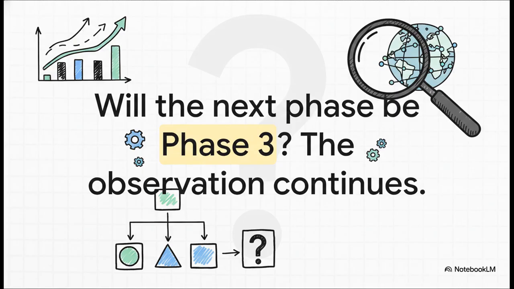And that leaves us with a question that the documentation itself raises. Will the next phase actually be Phase 3? Well, the whole purpose of this record is to just keep observing the market's progression and to document what happens next, according to the model.